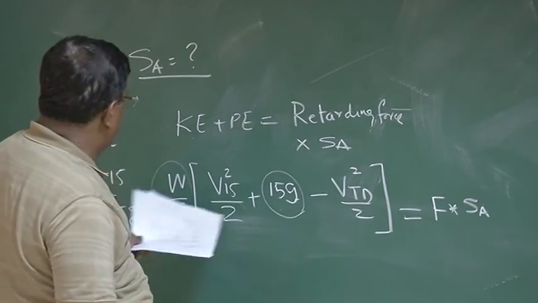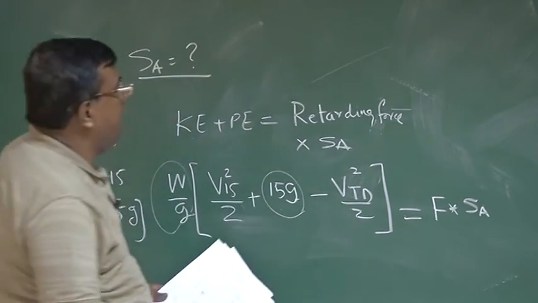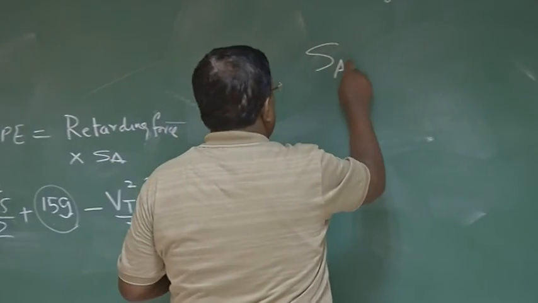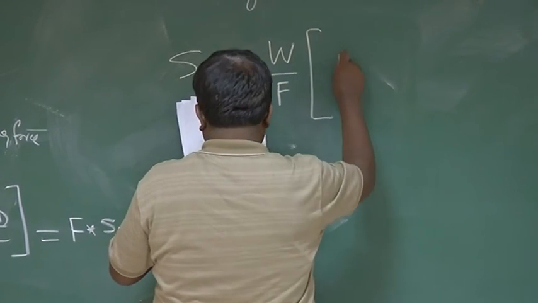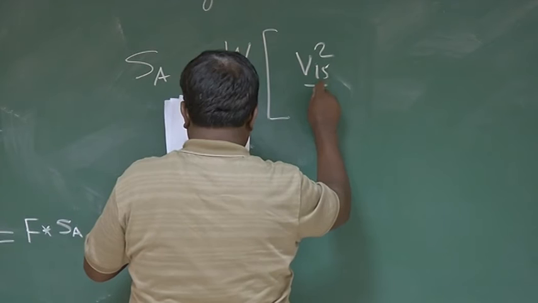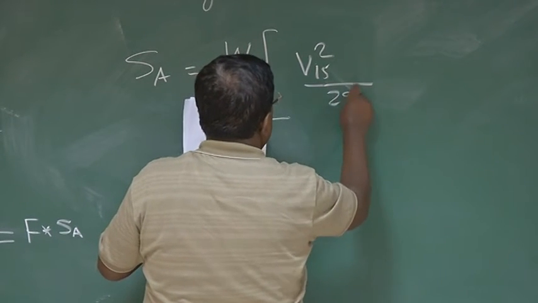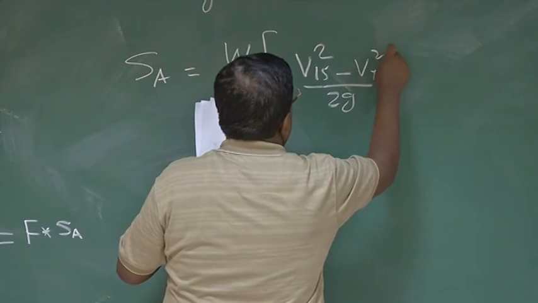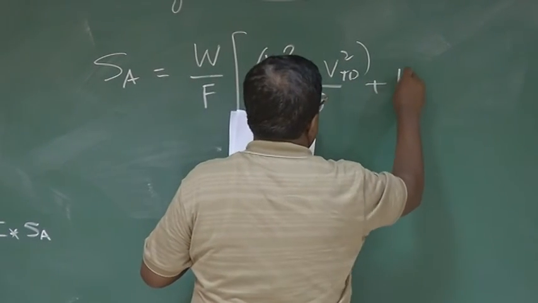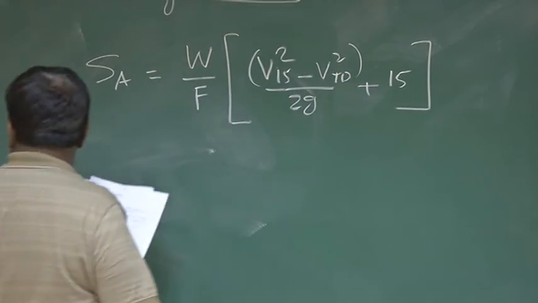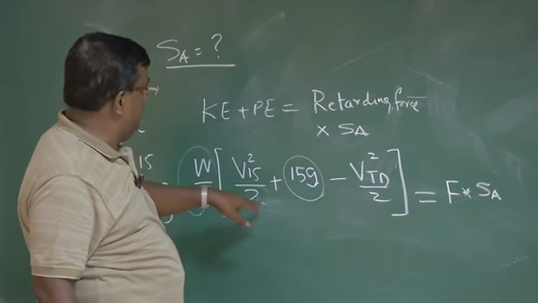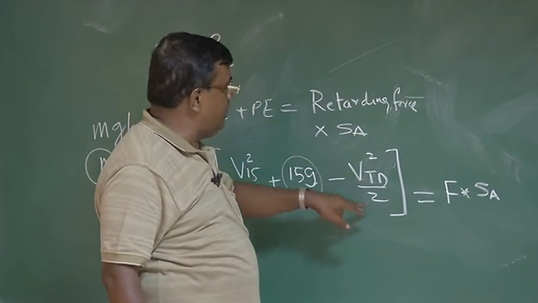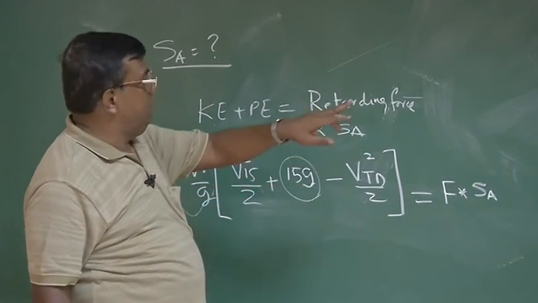It works. So from here, using this relationship, I can write SA is equal to W by F into V15 square by 2G. Let me write this, V touchdown square plus 15. No issues? You could see that. I have taken the G inside, so V15 square by 2G. This is minus V touchdown square by 2G, and this G cancels. So this looks pretty good.